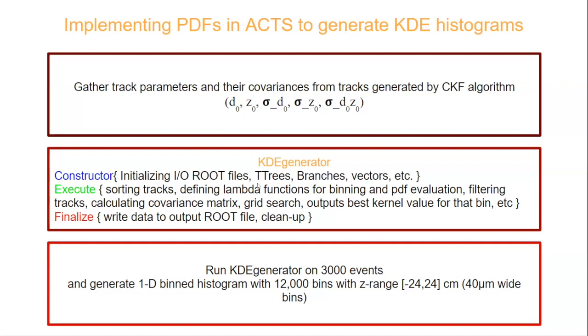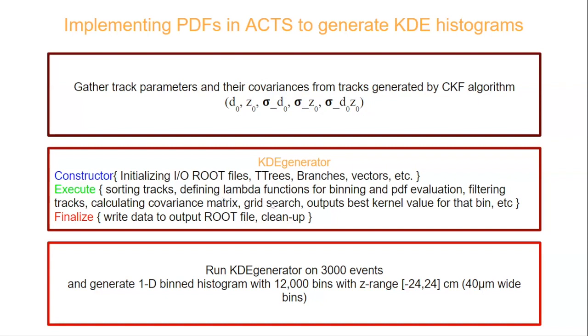As with most ACTS algorithms, it consists of three main components: a constructor, an execute function, and a finalize function. In the constructor, we initialize all the input root files, input trees, input branches, the vectors, as well as the output root files, and so on. In the execute function, we iterate through each event. We sort the tracks based on certain criteria.